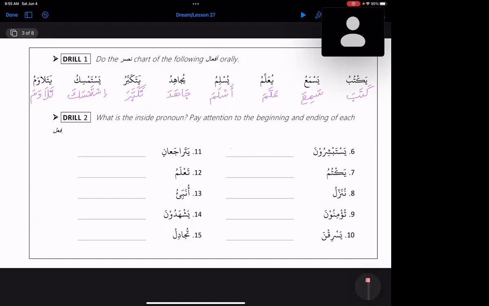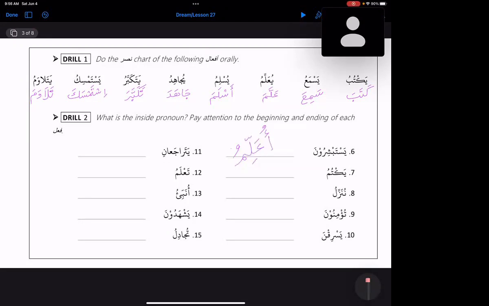So we need to have the u sound in the beginning: ana a'lamu, very good, a'lamu. This is how it goes: ana a'lamu, na'lamu. Very good, Alhamdulillah, beautiful.